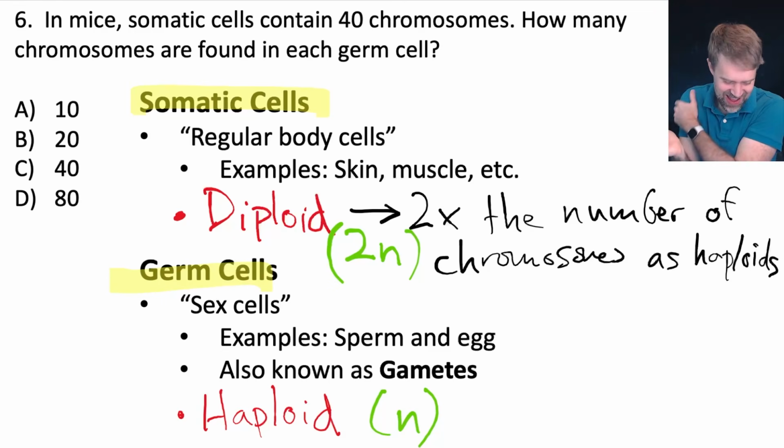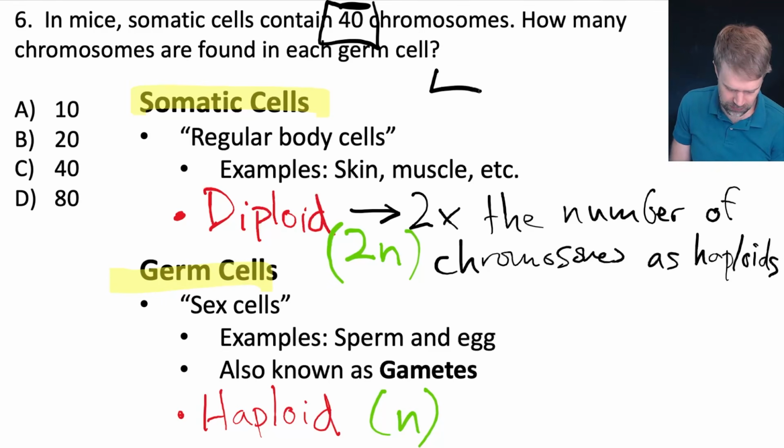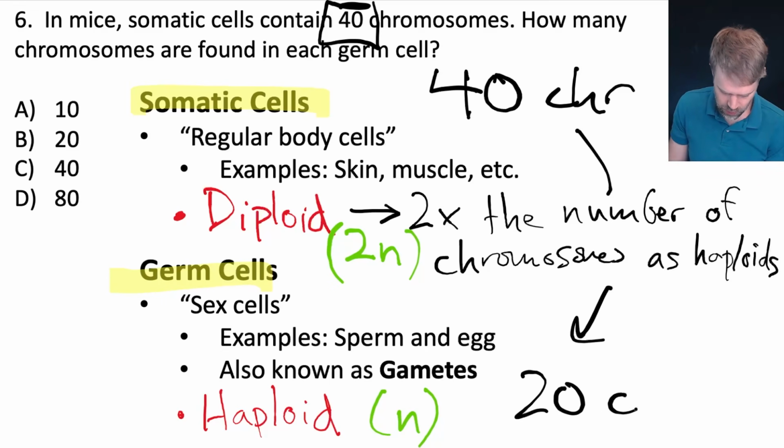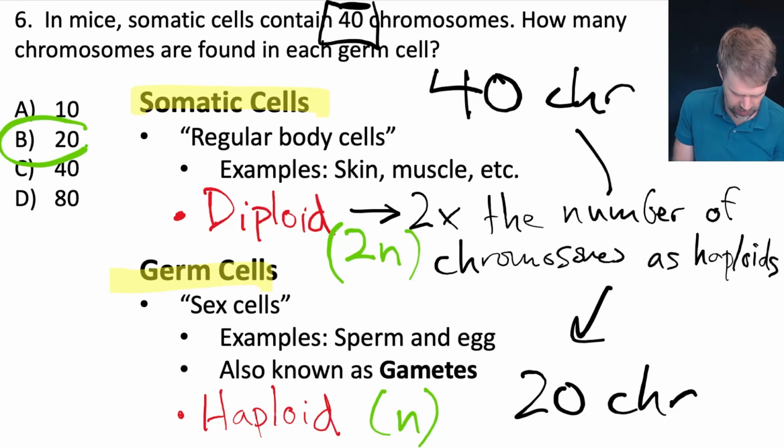Look at that. In mice, somatic cells contain 40 chromosomes. So in mice, we have 40 chromosomes in the somatic cells. How many chromosomes in the haploid? In the germ cells? Half of that. It's going to be 20 chromosomes. And that means that our correct answer is B.